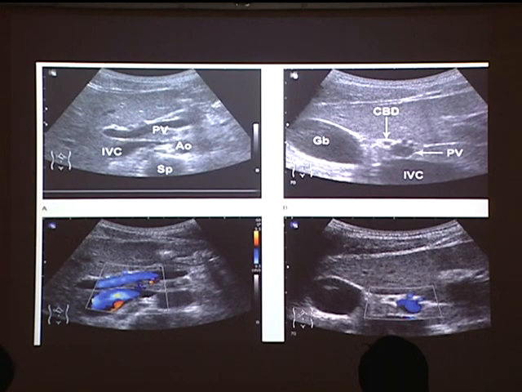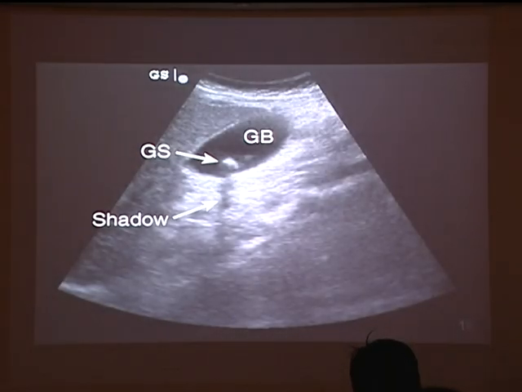To differentiate them from each other, the best way is to use the Doppler to see whether it has flow in it or not. If there is no flow in it, it's the common bile duct, and if there is flow in it, it's a vessel. To measure a common bile duct, you need to measure the inner diameter. It's different from what was mentioned yesterday. I think everyone remembers that the other structure is measured in the outer diameter, but the common bile duct is measured in the inner diameter. It's different.